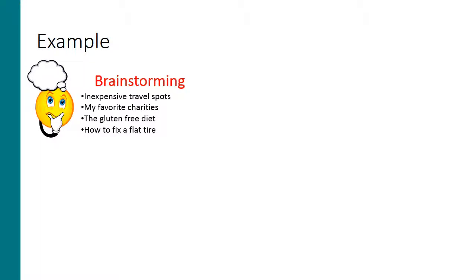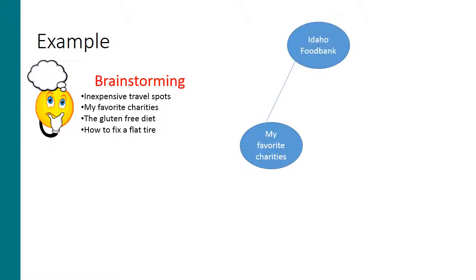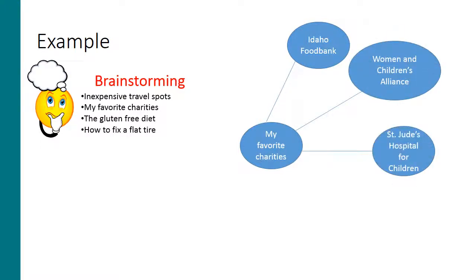Once you have your list, go ahead and pick 1 or 2, and let's dissect that down. So I'm going to choose my favorite charities. And from there, well, what are my favorite charities? Well, I like the Idaho Food Bank. I like the Women and Children's Alliance. And I like St. Jude's Hospital for Children.